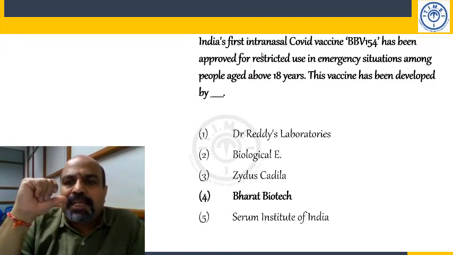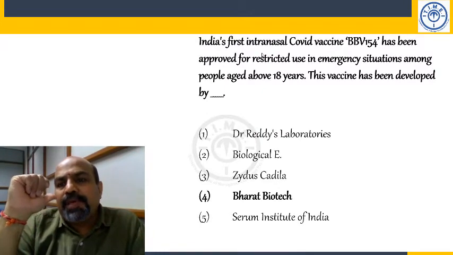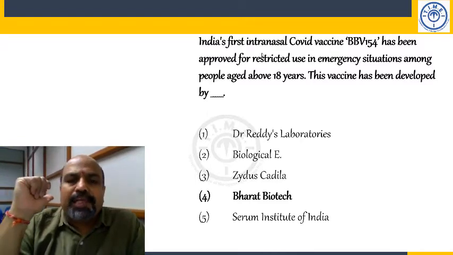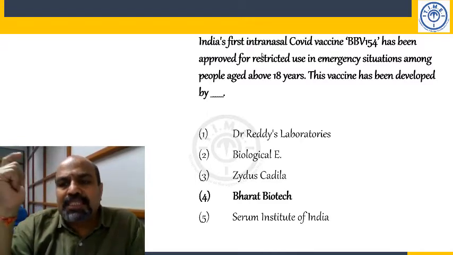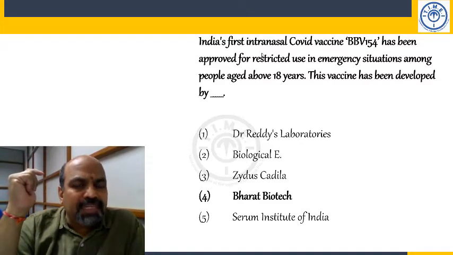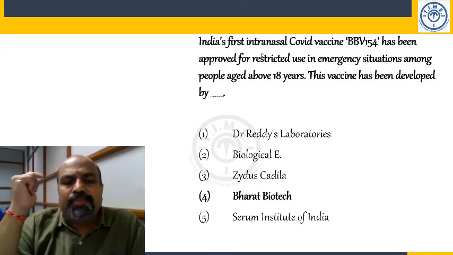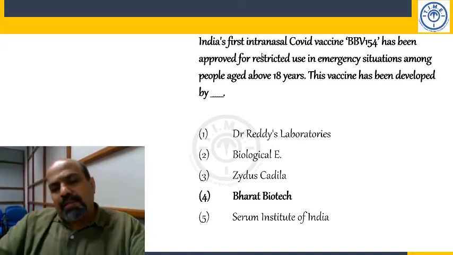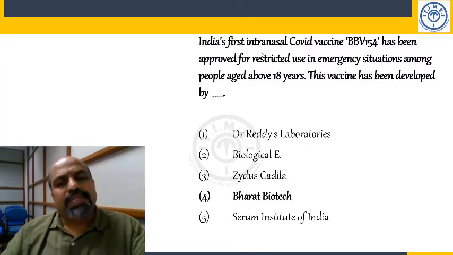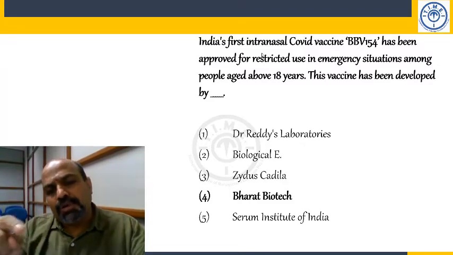India's first intranasal COVID vaccine, BBV154, has been approved for restricted use in emergency situations among people aged above 18 years. This vaccine has been developed by Bharat Biotech.